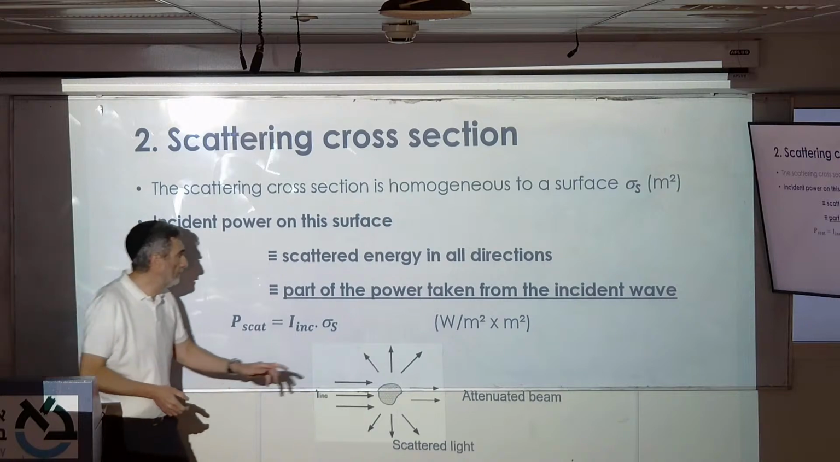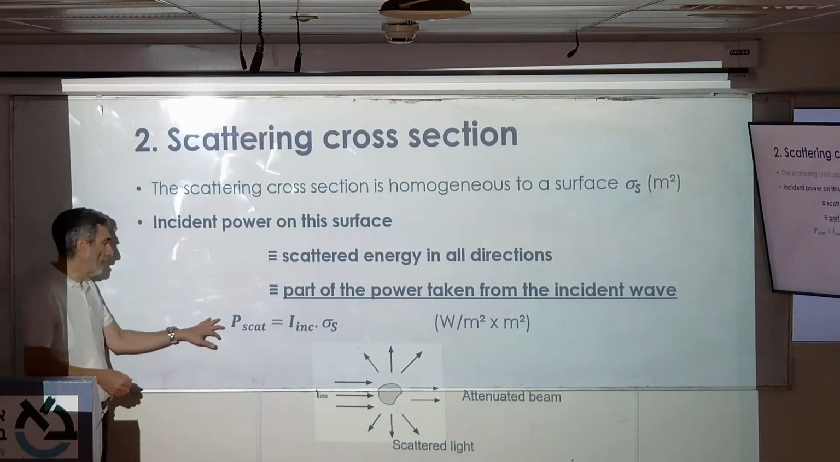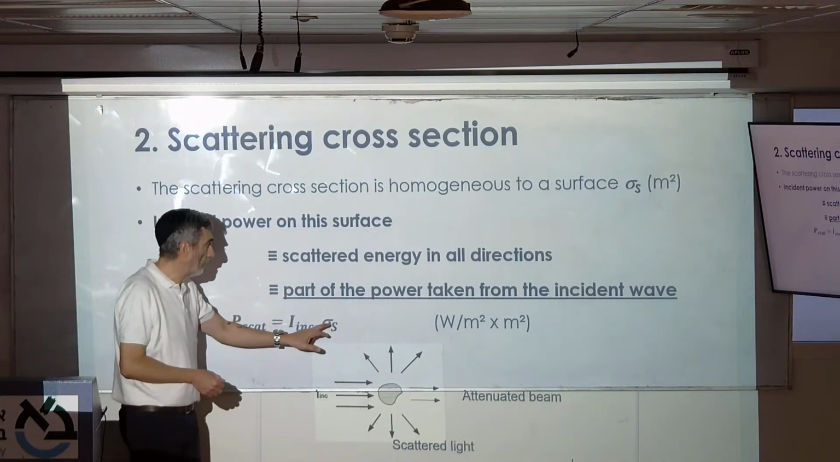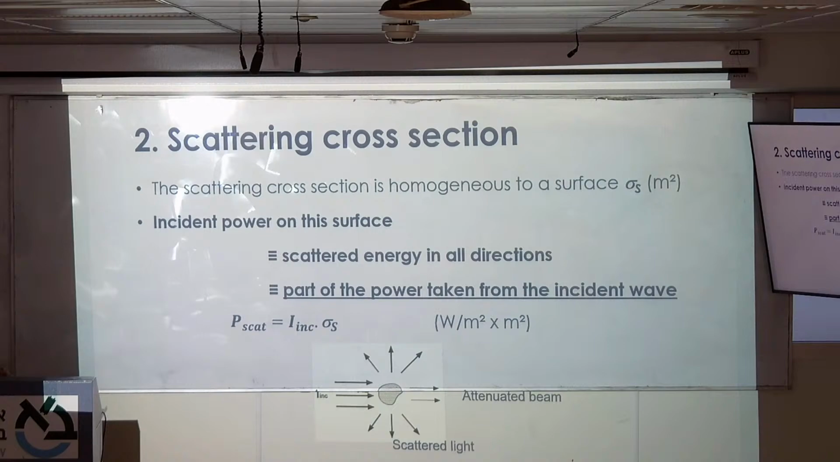So yes, the units of the intensity here are watt per meter squared, and the power is in watts, so the ratio is meter squared. So that's the definition for the scattering cross section.